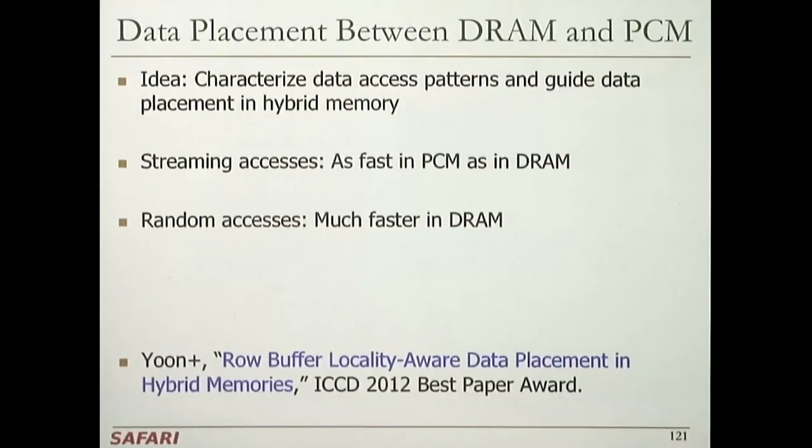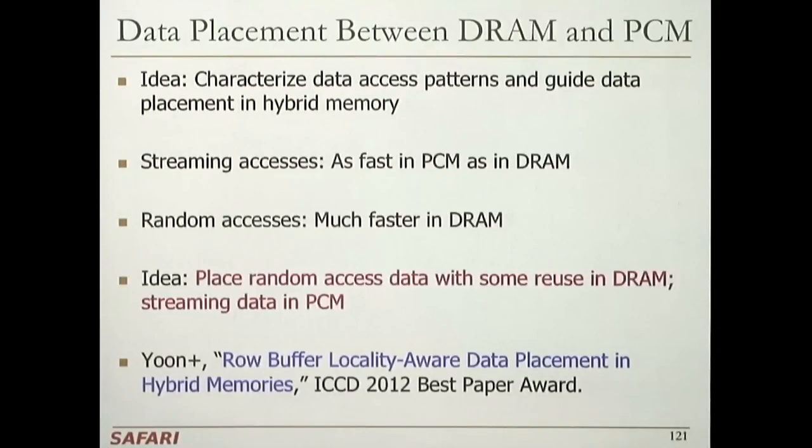But if you're doing more random accesses but have good locality, DRAM is much faster, because you're accessing the array now. So maybe you should place the data that does random access and has some locality in the DRAM. That's a very simple idea. The idea is to place random access data with locality in DRAM, and streaming data in PCM. How do you determine that? There are many, many mechanisms. This paper does it in the memory controller with some tracking mechanisms, with some cost. But the programmer can mark these accesses. That's another possibility, right? So a lot of ideas can be here.